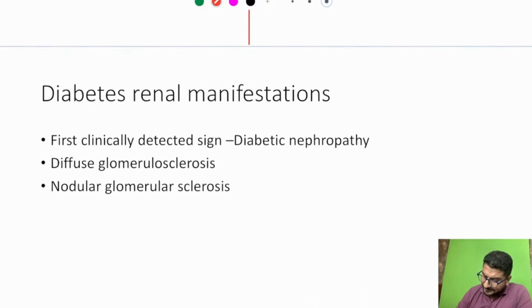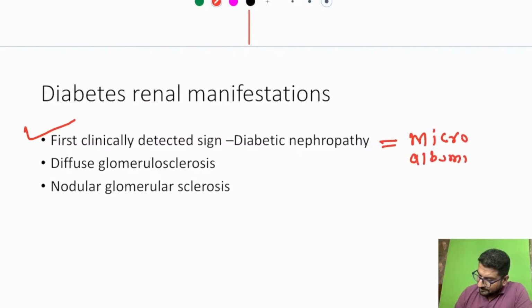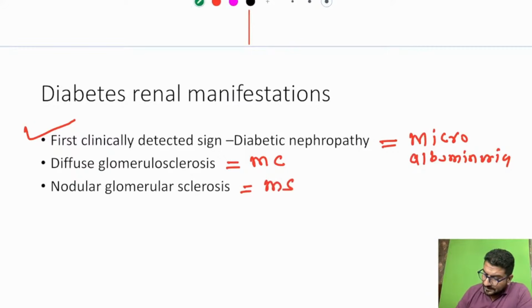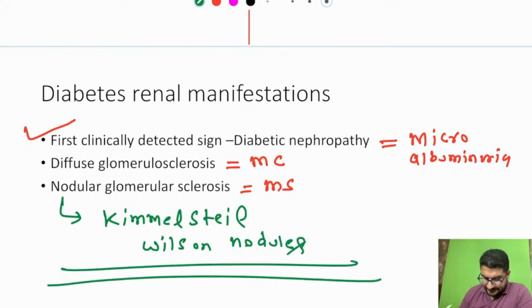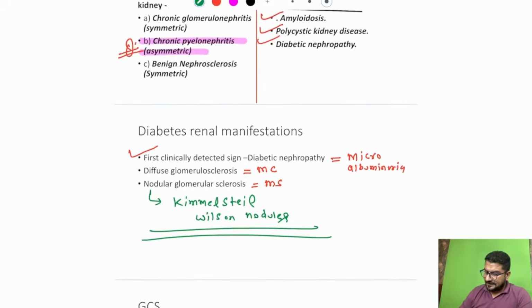So the first clinical sign of diabetes is microalbuminuria. Most common type of glomerulosclerosis will be diffuse, but most specific will be nodular. And these nodules are called Kimmelstiel-Wilson nodules. These are the diabetes renal manifestations.